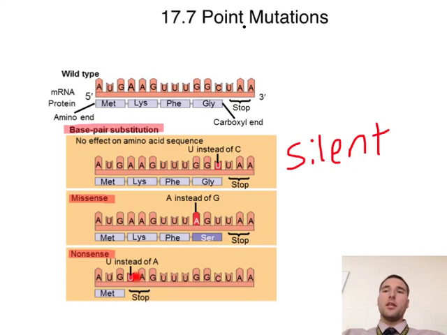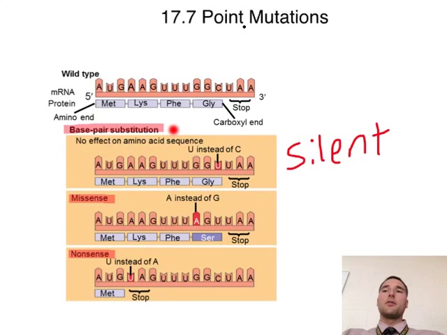The other option, if I go all the way up to the top, the AAG is supposed to be lysine. If I change it to UAG, that ends up being a stop codon. Anytime that you hit a stop codon relatively early on in the protein, we call that a nonsense mutation, where it makes a stop codon. If you have a stop codon, it's almost always going to render this protein useless. So you have a non-functional protein. Okay, so that's the nonsense, missense, and silent mutations, and all of these were cases of base pair substitutions.